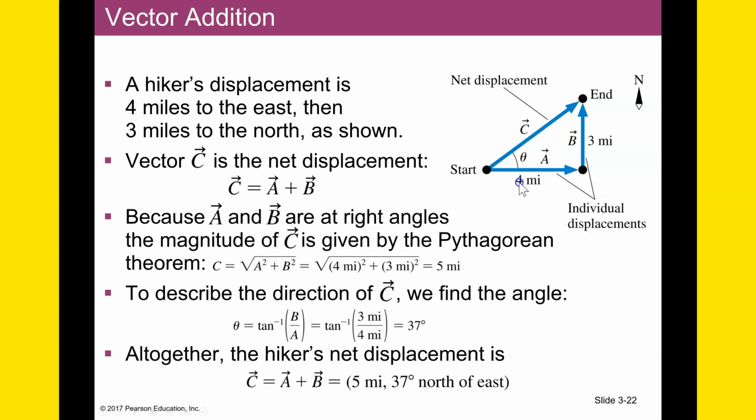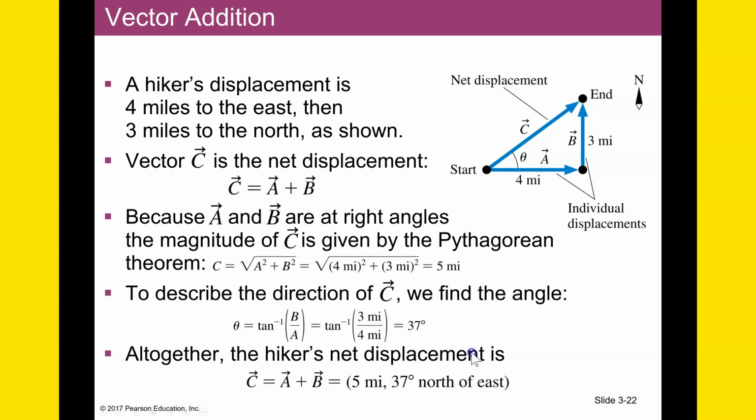You can see that it makes a right triangle. Because A and B are at right angles, the magnitude of C can be given by the Pythagorean theorem. To describe the direction of C, we find this angle right here. You can do that by taking the arctan of 3 over 4, and you find it to be 37 degrees.